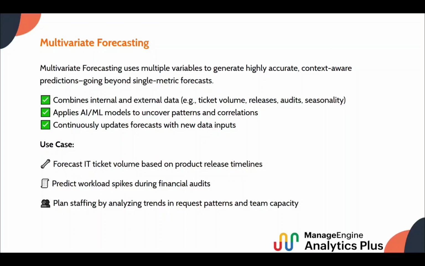Why multivariate forecasting matters: in today's dynamic environment, relying on a single variable to predict outcomes often falls short. Multivariate forecasting allows you to anticipate future trends with greater accuracy by analyzing multiple influencing factors, and to plan resources and capacity more effectively during high-demand periods, aligning operations with business cycles such as audits, product launches, or seasonal spikes. Whether you are forecasting resource consumption, ticket volume, staffing needs, or system load, multivariate forecasting helps you see the full picture so you can prepare with precision, not guesswork.